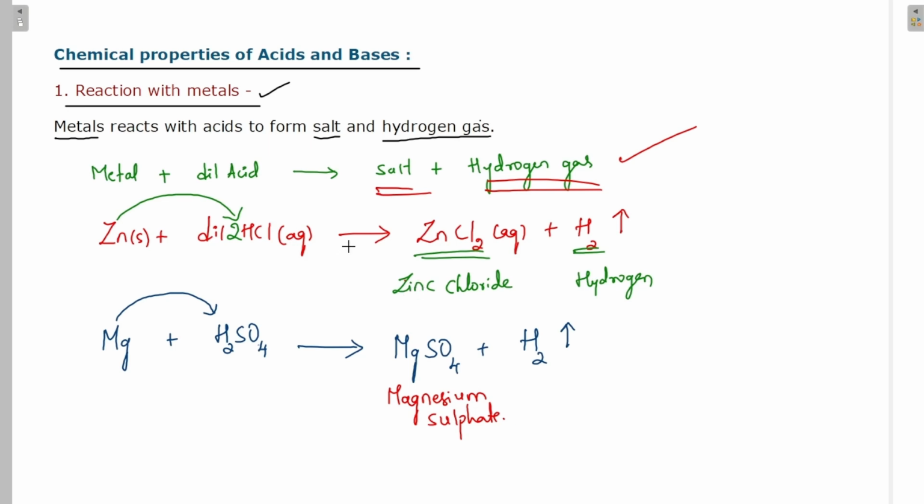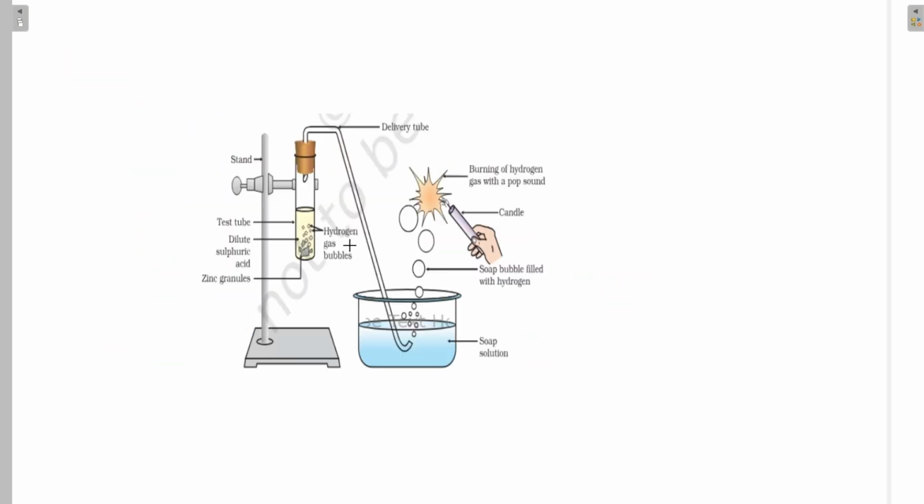Let's see how the reaction of metal with acid is carried out. See the example which is given in your textbook here. This is reaction of zinc with dilute sulfuric acid. How is it carried out? We have taken dilute sulfuric acid in this test tube and we have added some zinc granules into this test tube. What we do is we will collect the gas which is liberated after the reaction and we will pass it through the soap solution. Then when the reaction is carried out, there is a formation of zinc sulfate and hydrogen gas.